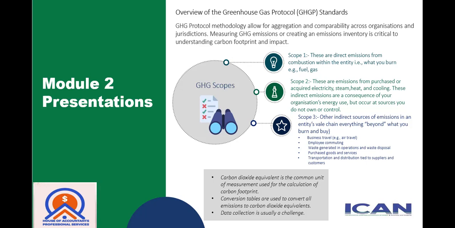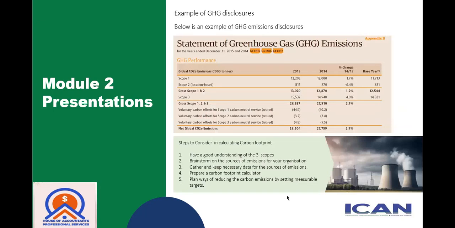Okay, let's move on. That's not where we are going yet, but I think you are getting the foundation of it. Now, this is what we are talking about. This is the statement of greenhouse gas emission. Below is an example of greenhouse gas emission disclosures. And if you look at it, we have scope 1. You can see that scope 1 I'm talking about now. And if you look at it in 2015 and 2014, you will see they generate 12,205. Then we have 12,000. And the change is 1.7%. And we also have 11,713.